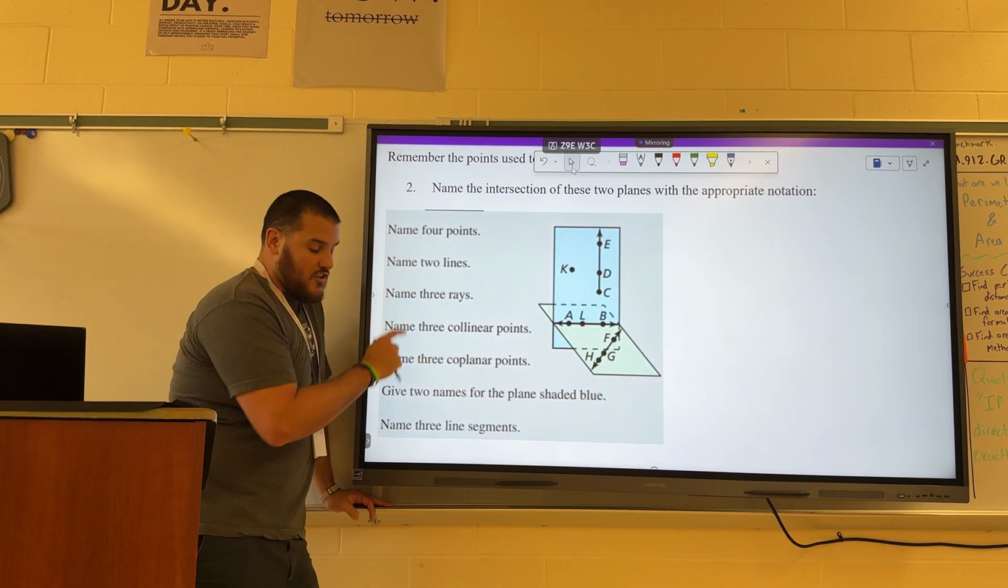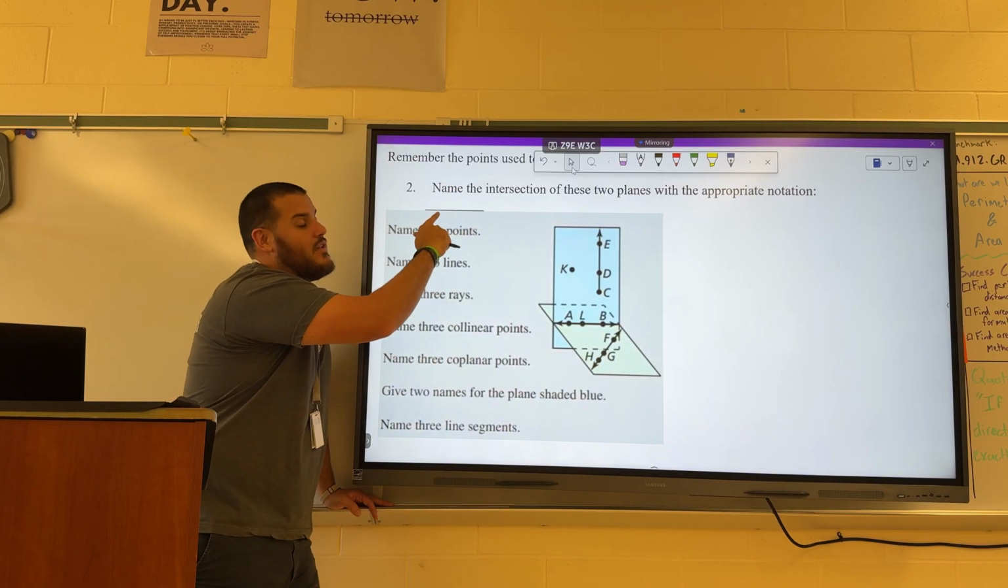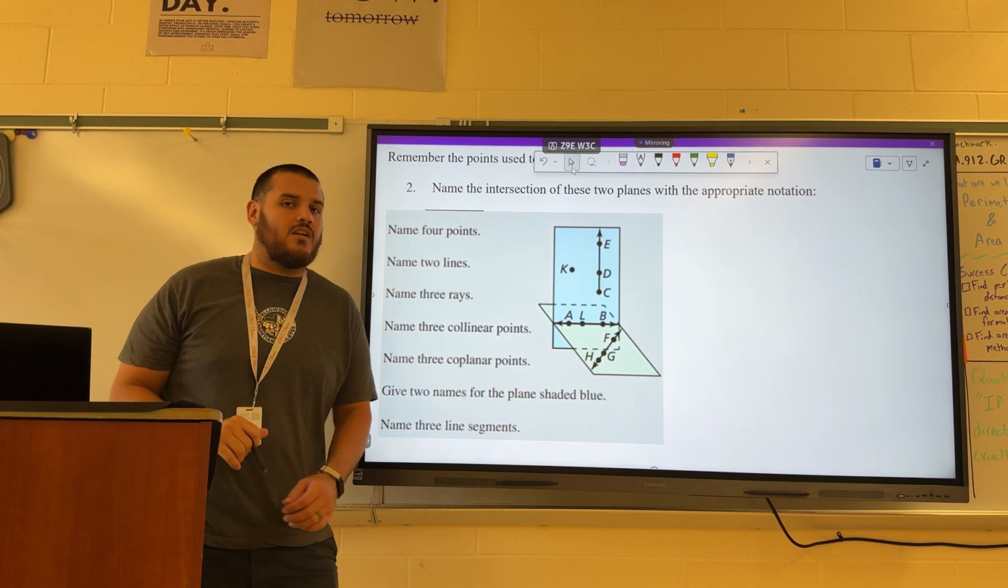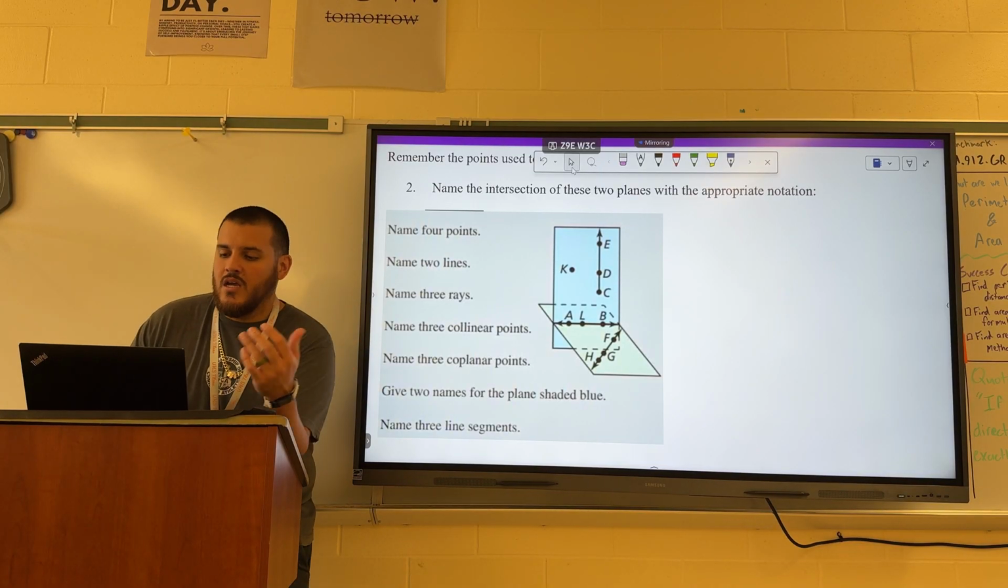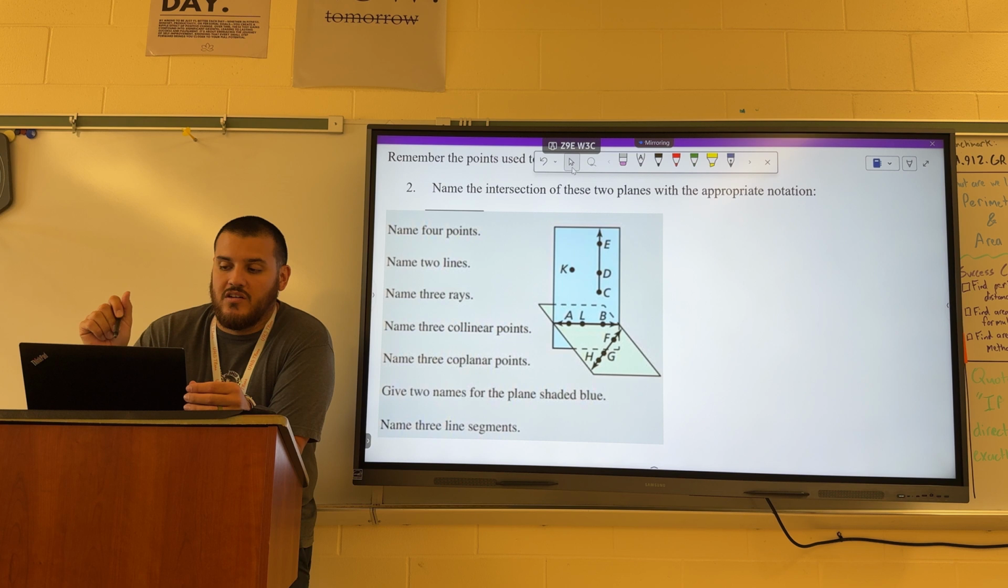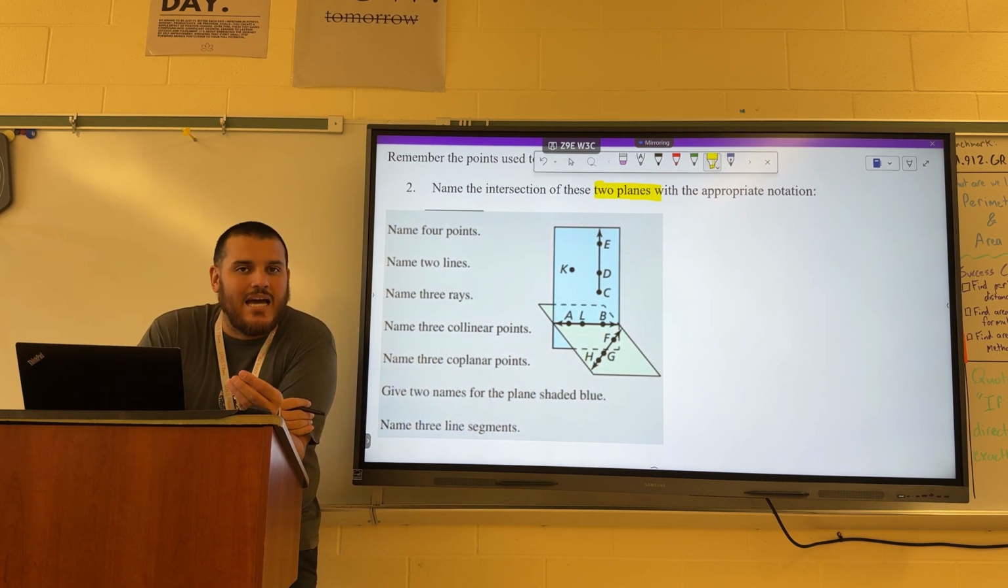Question 2 has a bunch of parts to it. There's actually a question up here though that first asks us to name the intersection of the 2 planes with appropriate notations. So one thing students are easy to forget is the intersection of planes. Anytime planes intersect, they intersect in lines.